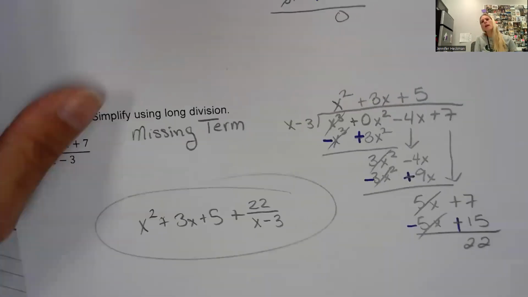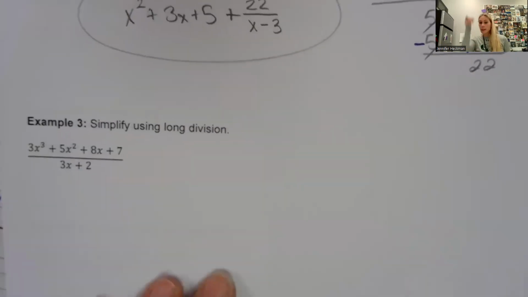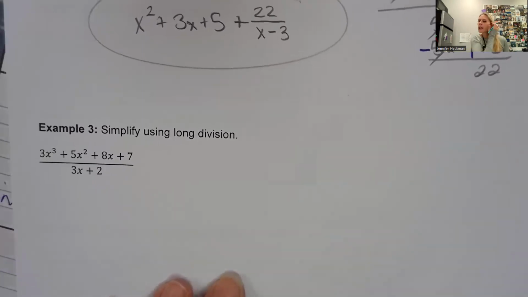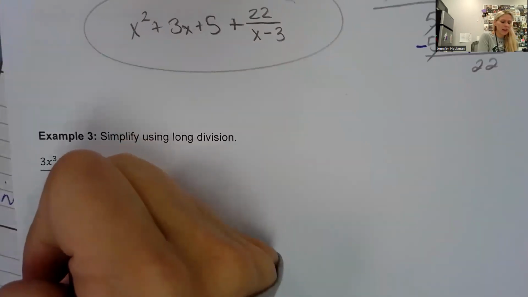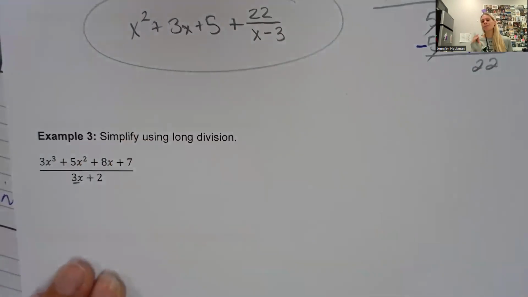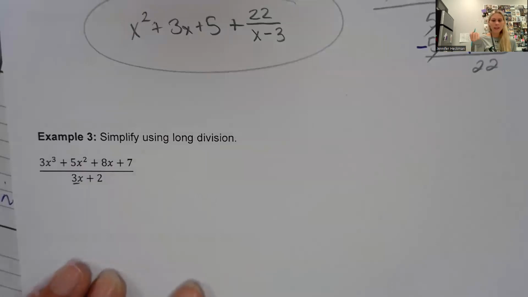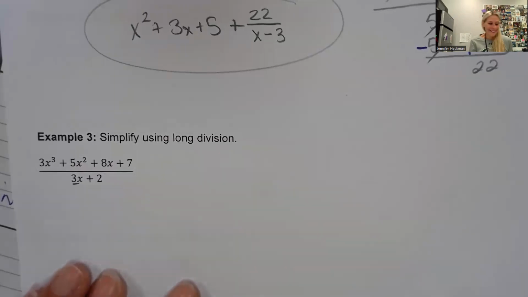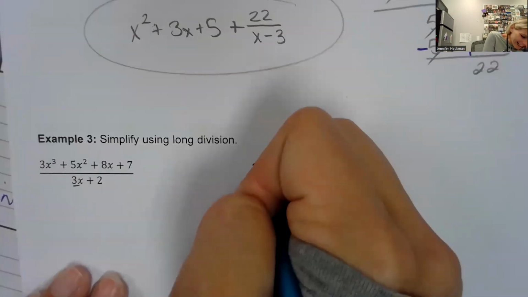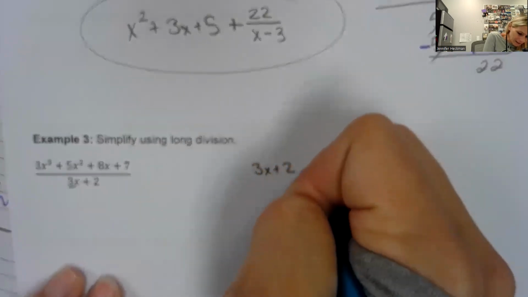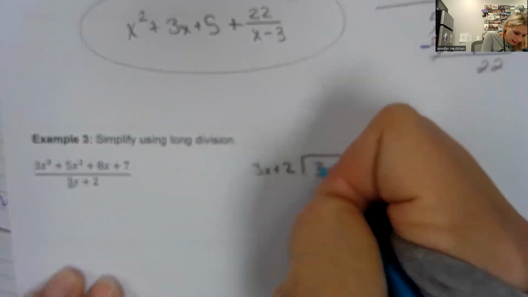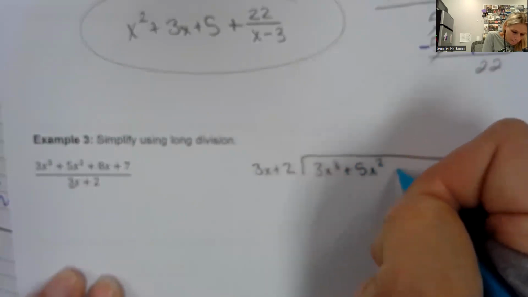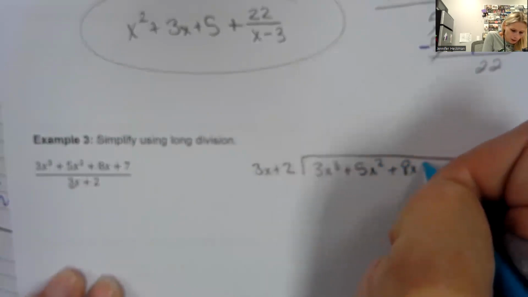One more example just to make it a little bit different. Okay, what's so different about this one? Okay, we have an x cubed. Looks like all of our terms are there. But what's different in this case is, I'm going to make this an x cubed or 3x. So it's not just x. Okay, so how does that differ? Technically, it doesn't differ much. It just makes an extra add-on. Okay, so we have 3x plus 2 as our divisor. And then we have 3x cubed plus 5x squared plus 8x plus 7.